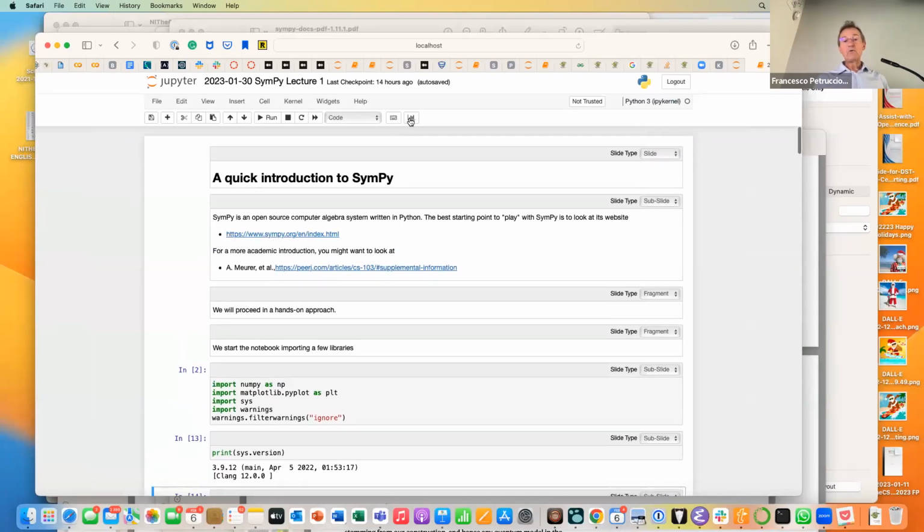And in order to have this installed inside Jupyter Notebook, you need to install in Anaconda a package called RISE, R-I-S-E. That gives you this functionality: you just press here and it creates a slide presentation, if you want.